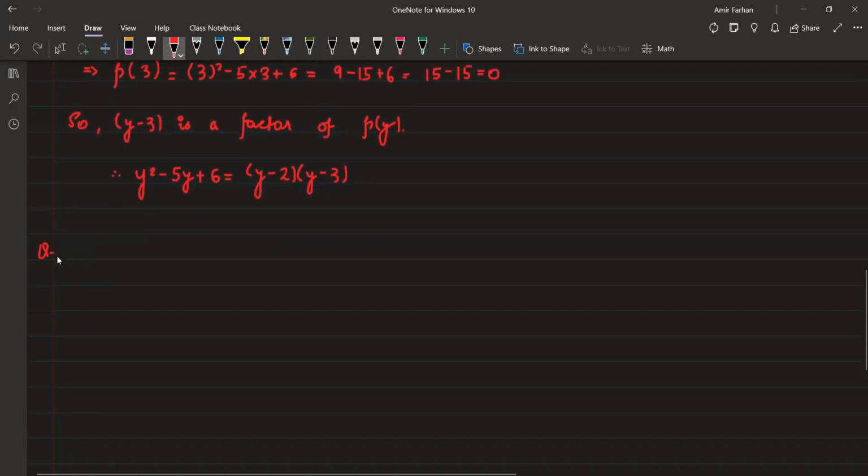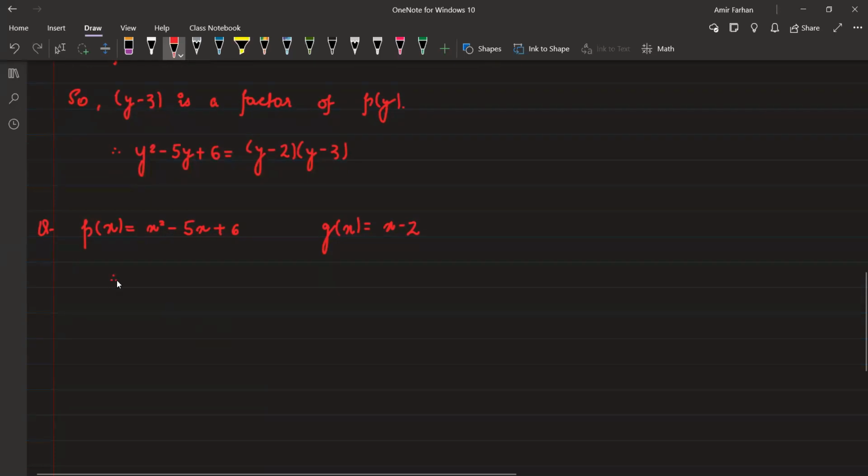So basically a long division question says that suppose p of x is given as x square minus 5x plus 6, not 5y, it's x, and g of x is given as x minus 2. So you have to divide this polynomial by this polynomial. Clear? Okay, clear. So let's divide it. Just a moment.